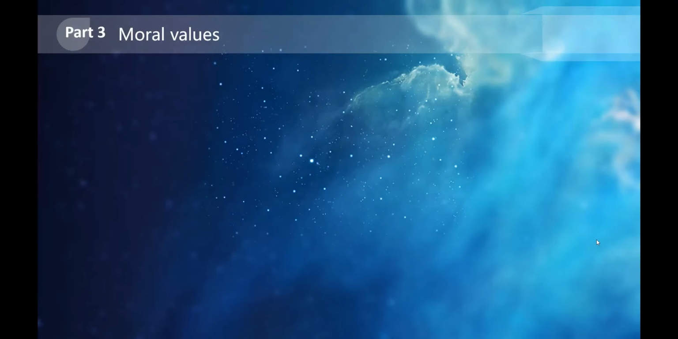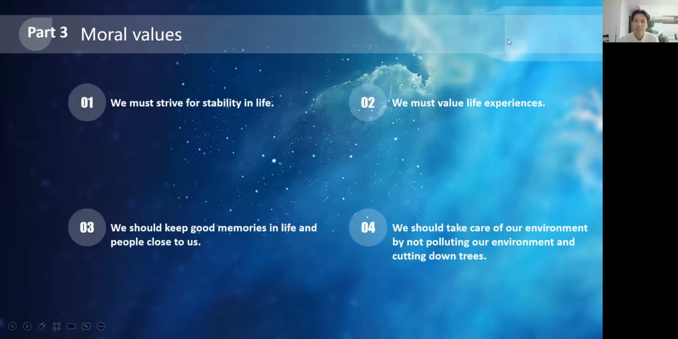Yes, that's true. Because in our short life, we only have very little time to stay with our friends and our relatives. So we have to value and keep those good memories.